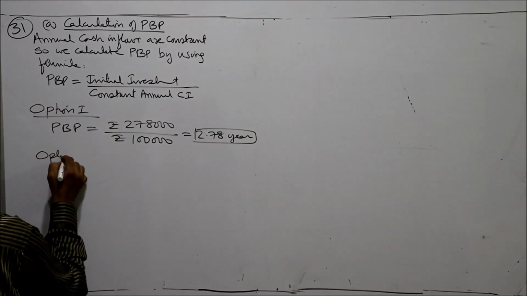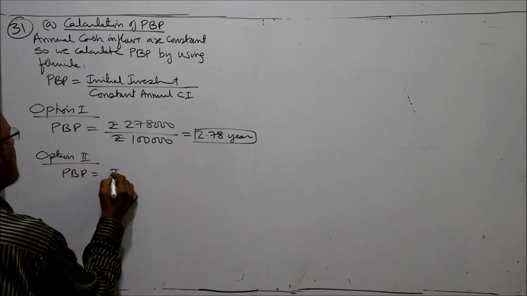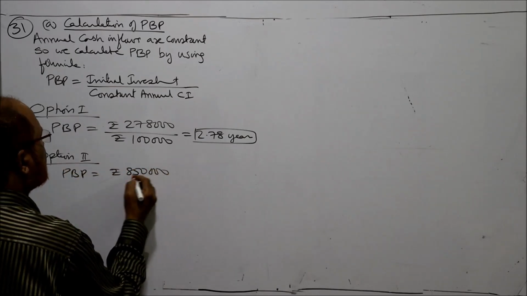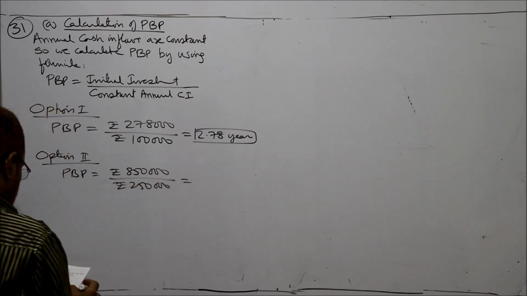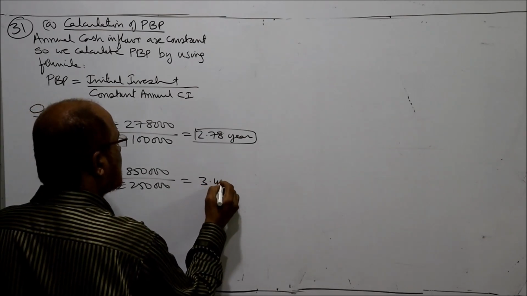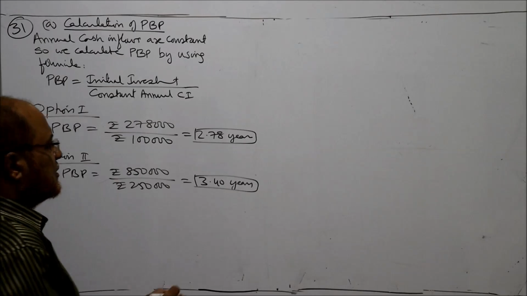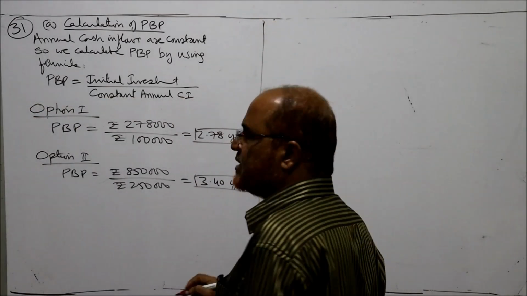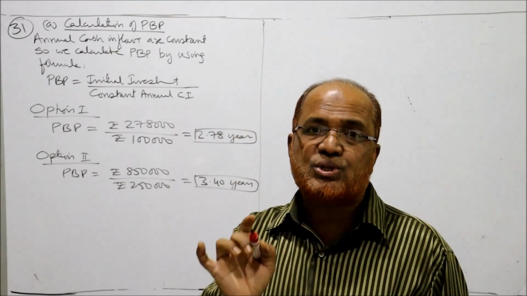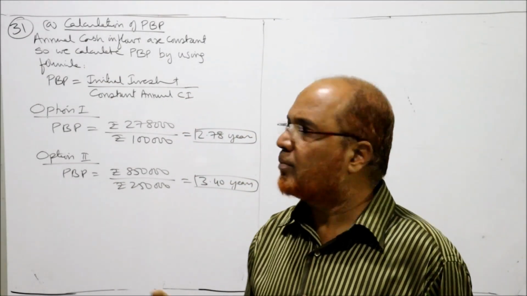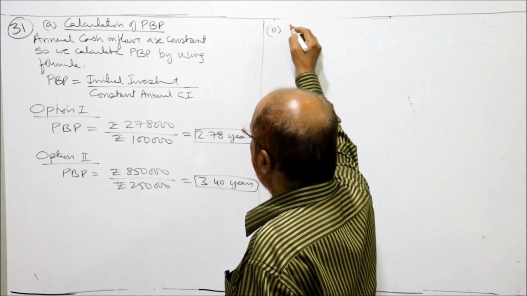Similarly, option 2. PBP is equal to rupees 8,50,000 divided by rupees 2,50,000, which is equal to 3.4 years. So the first part we have completed. It is asking you to calculate PBP, initial investment by constant cash inflow. By using this formula, we have calculated the PBP.